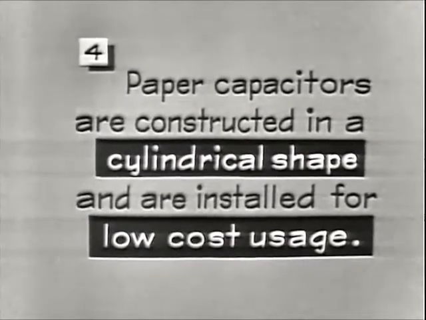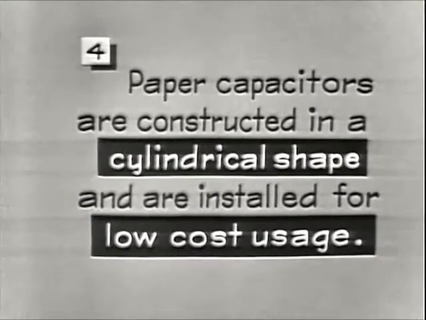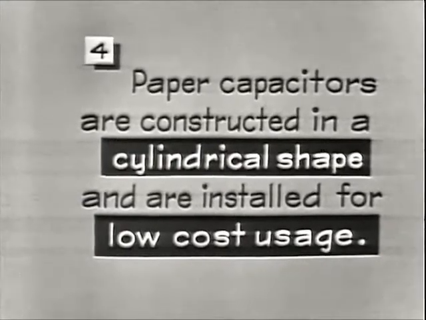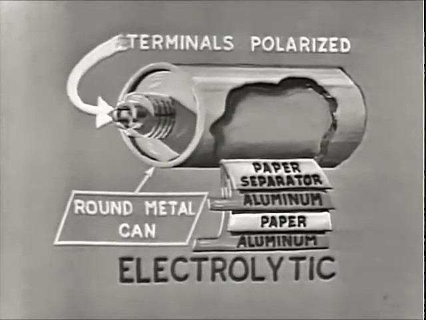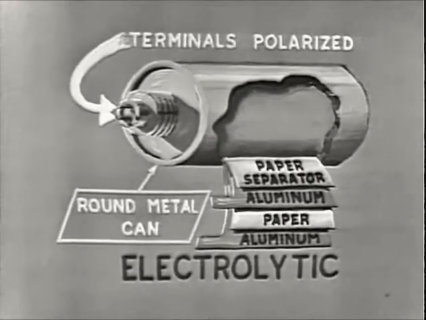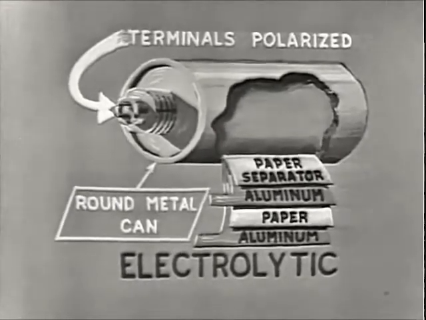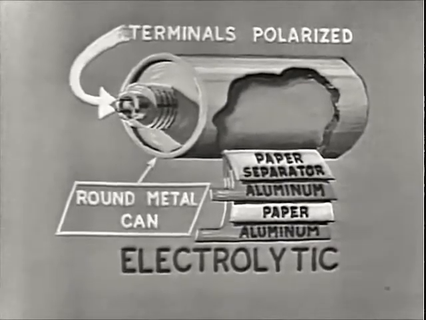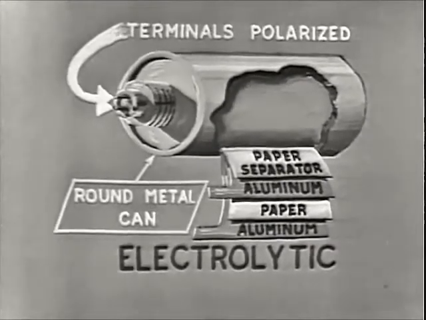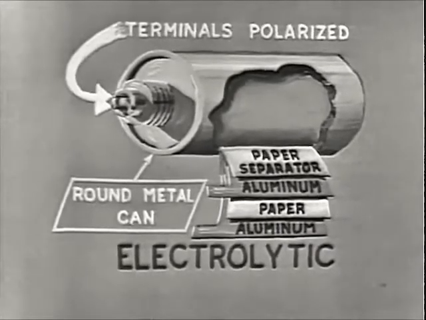Your answer should have been cylindrical shape and low-cost usage. Now, let's move on to another capacitor, and we'll discuss its construction features. This capacitor is usually identified by the fact that it's housed in a round metal can. In other ways, its physical shape is very similar to the cylindrical paper capacitor.